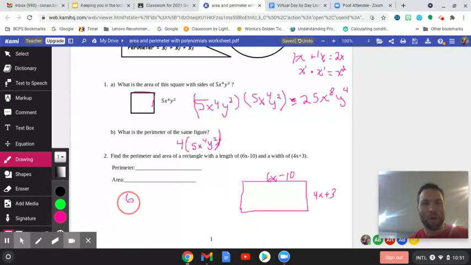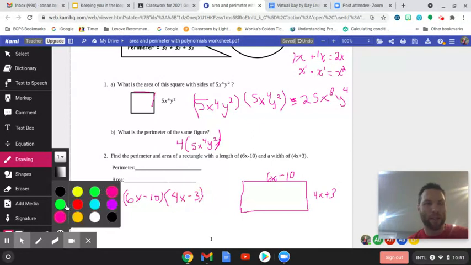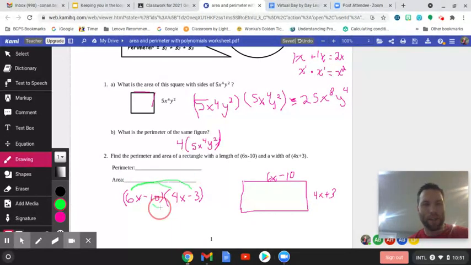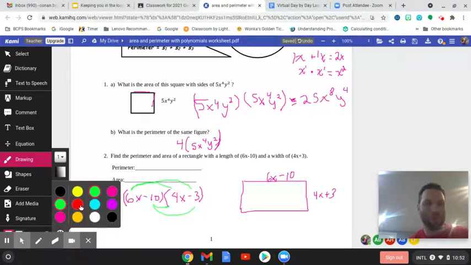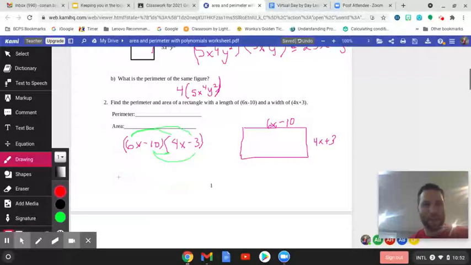Now these two, these are called binomials because there's 2 parts. So when you multiply binomials, we're going to remember to double distribute. And we also call this FOIL in class, right? And so you're going to take the 6x and multiply it to the 4x. And then you're also going to distribute the 6x and multiply it to the negative 3. And then you're going to double distribute the negative 10 next as well. So you're going to have 4 different products, or you're going to have 4 multiplication answers, and then you're going to simplify.